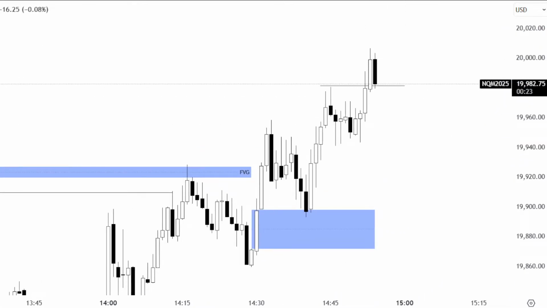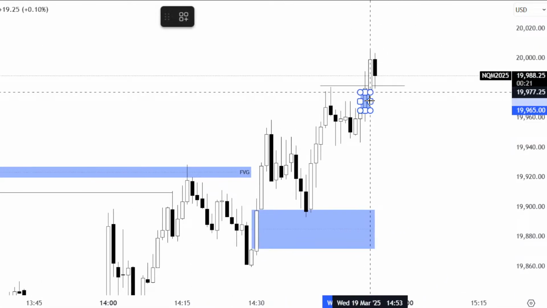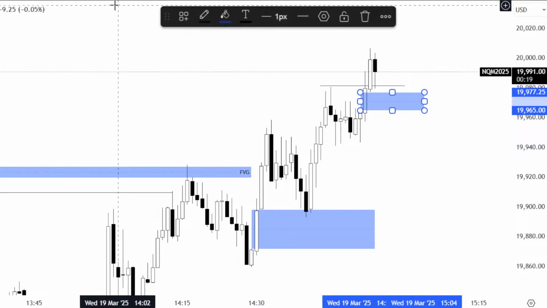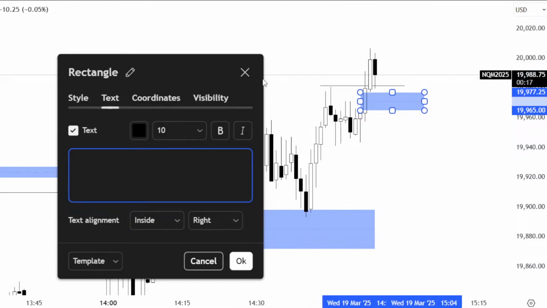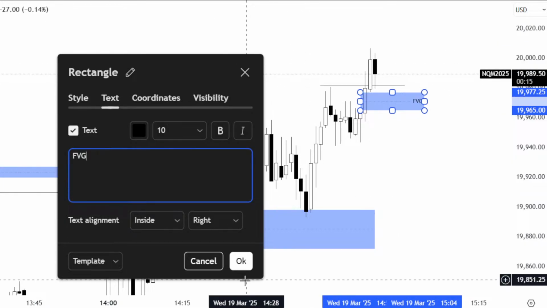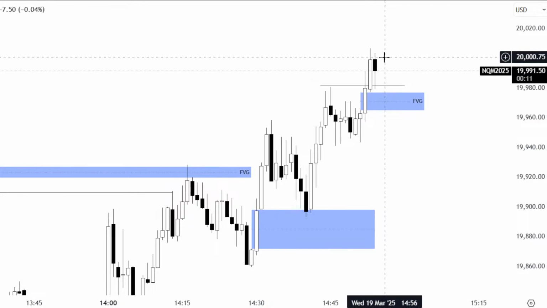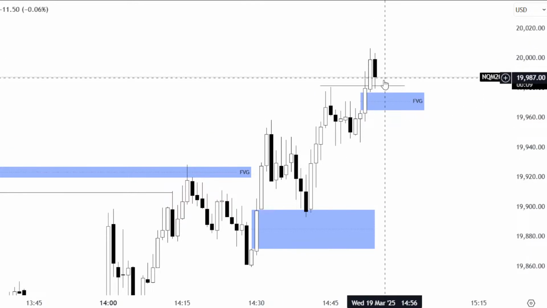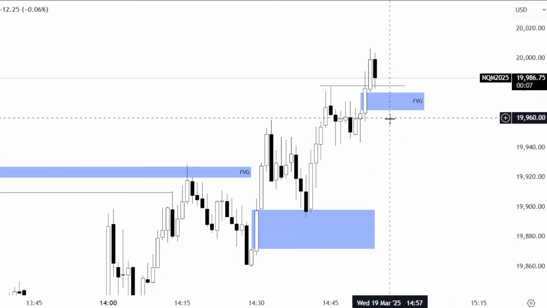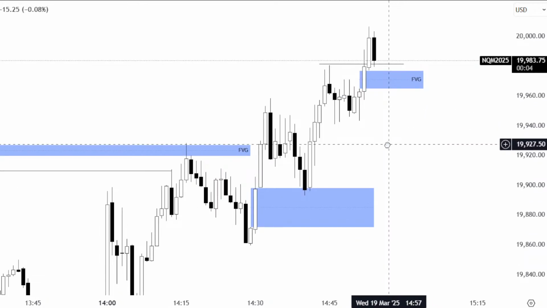Alright, so here we go. So we've got a fair value gap here. I'm not saying it's going to play out, guys. I'm just preempting this. We ran a high aggressively. If this black candle smashes through it and closes below it, I'll probably take my short there.